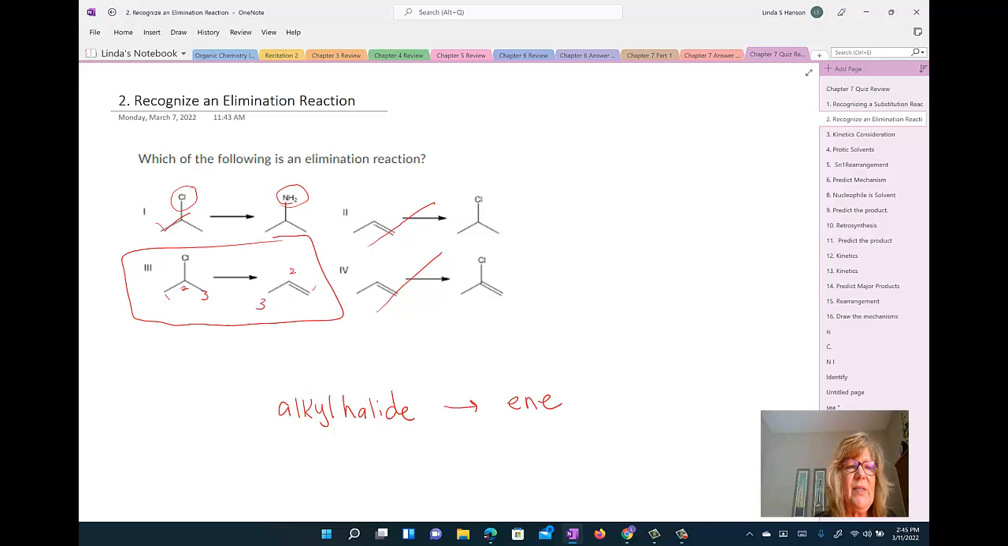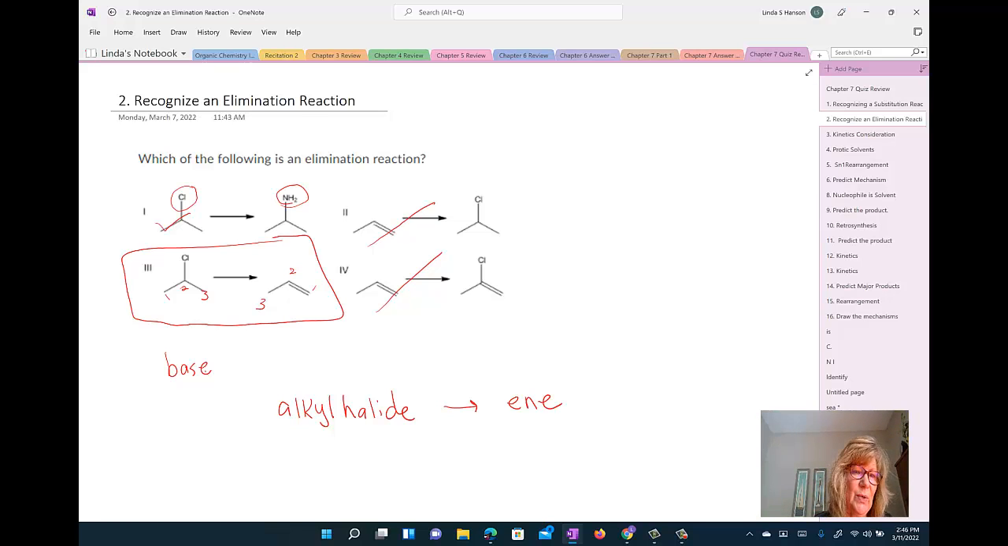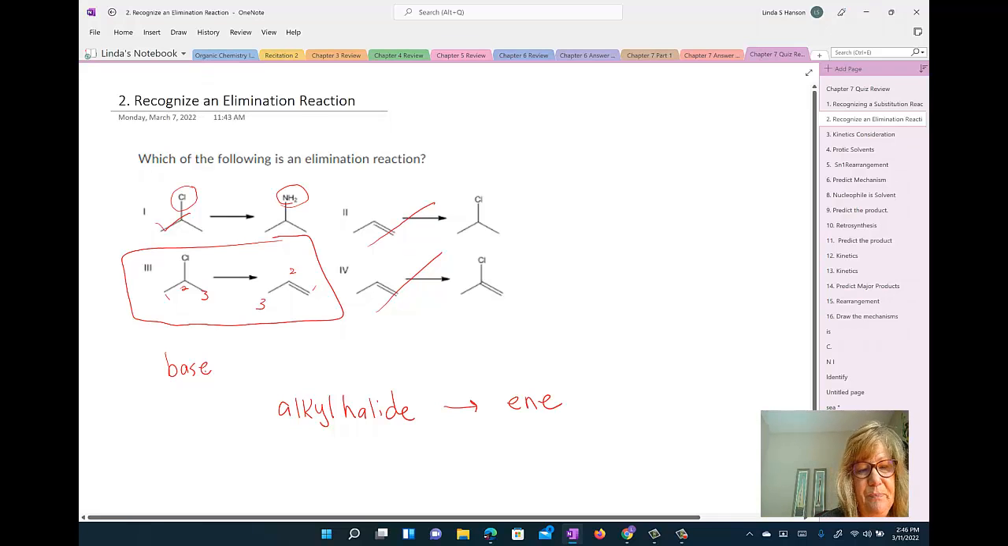So a base, notice this nomenclature as well. Now, instead of a nucleophile, as we had deemed in substitution reactions, we now refer to it as a base reacting with the alkyl halide. That base would be something like OH negative. And what we look for, as we learned, are what we call beta position hydrogens. So the base abstracts the hydrogen in the beta position, that bond collapses, and we form the double bond.